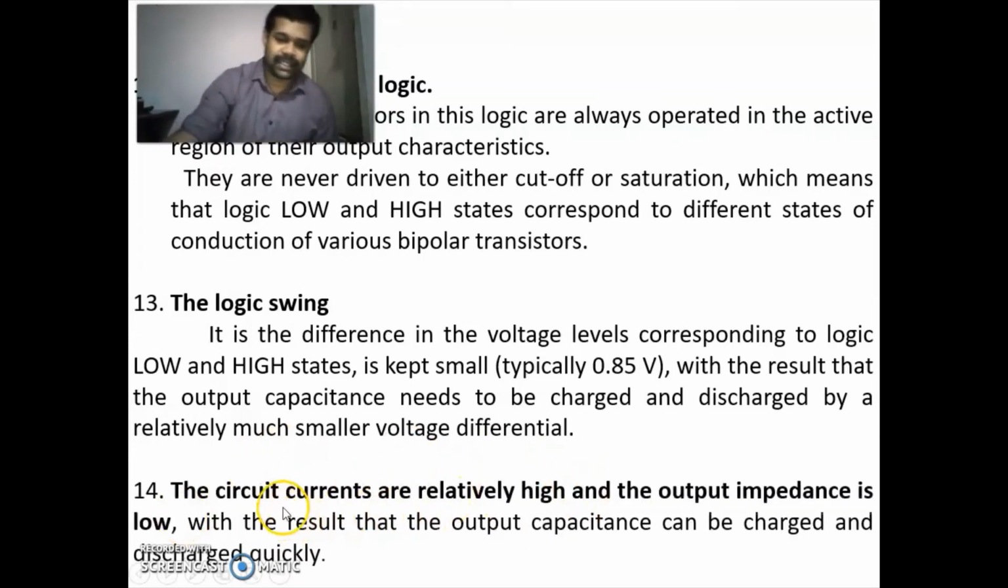Already I have told you, the circuit currents are relatively high and the output impedance is low. The currents used in the circuits are relatively high, and due to that the output impedance is low, with the result that the output capacitance can be charged and discharged quickly. So if the output impedance is low, then the output capacitance can be charged and discharged easily, and whatever the load may be, it can be connected to this particular ECL.